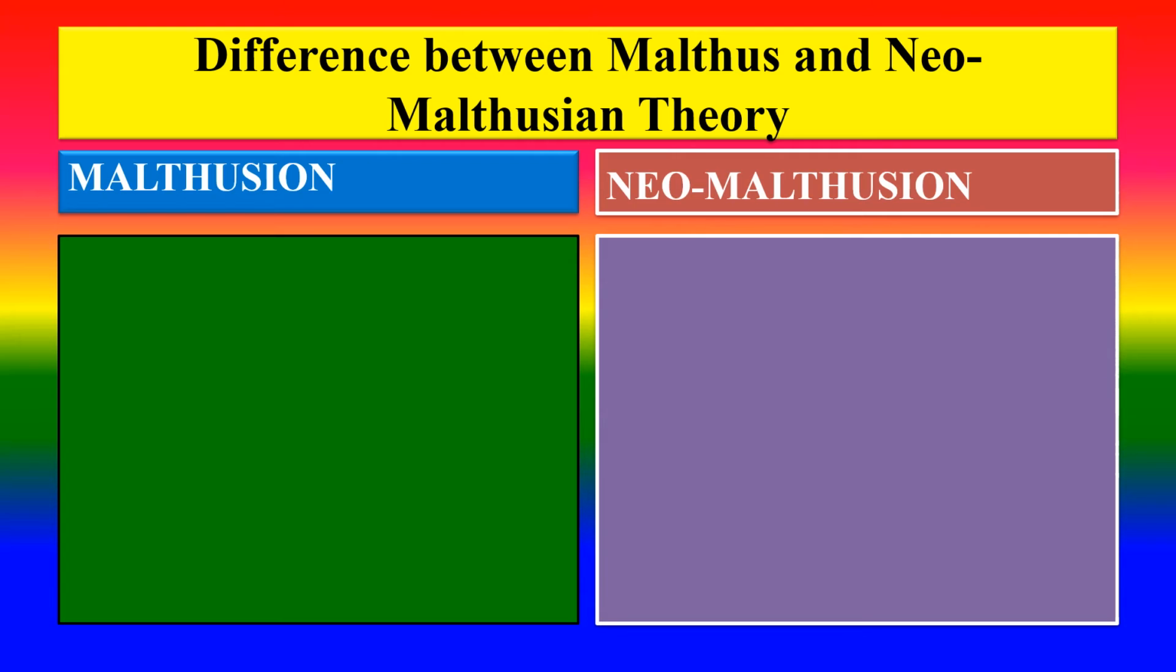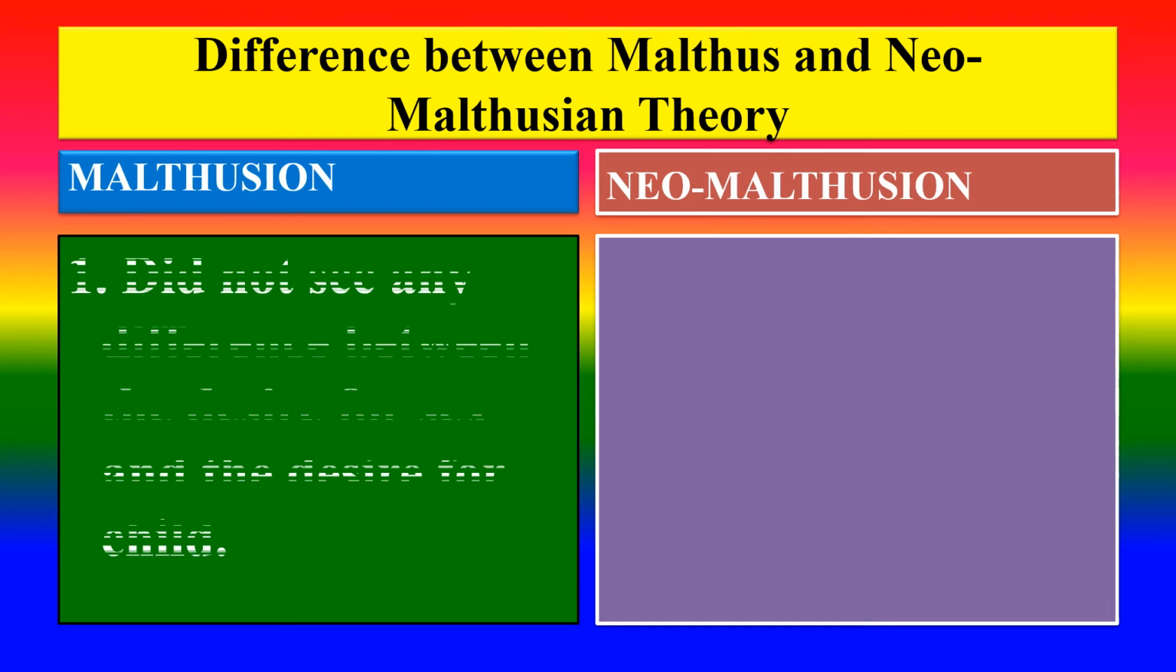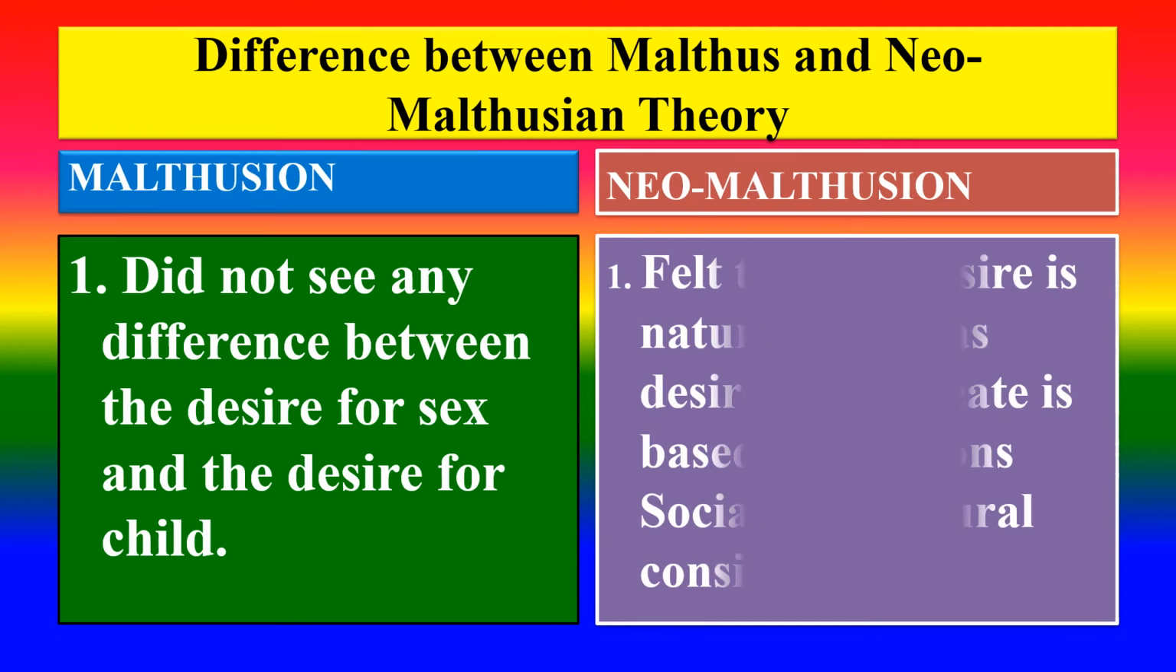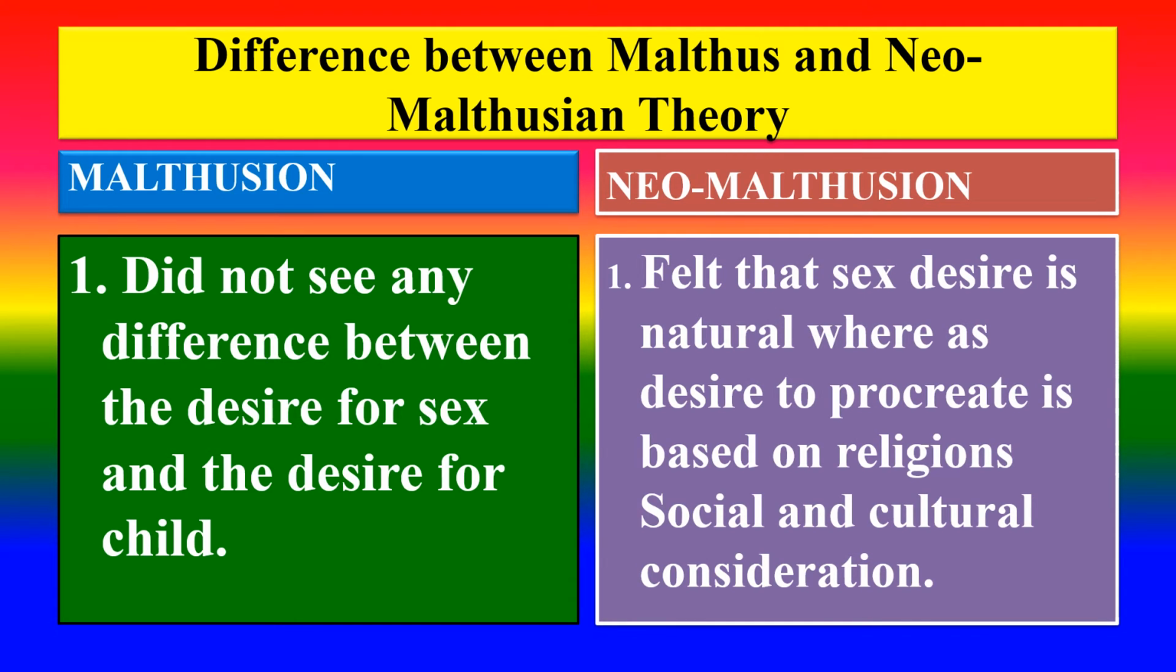What are the differences between Malthus and Neo-Malthusian theory? First, Malthusians did not see any difference between desire for sex and desire for child. But Neo-Malthusians felt that sex desire is natural, whereas desire to procreate is based on religious, social, and cultural consideration.